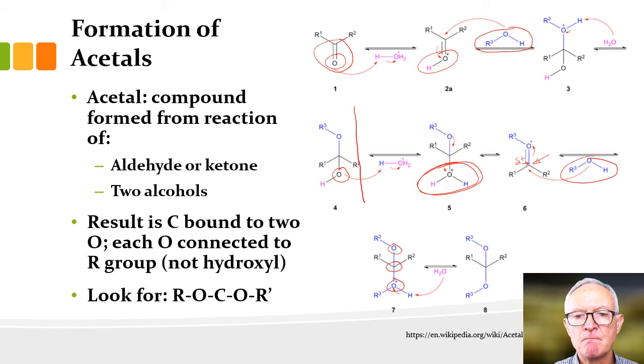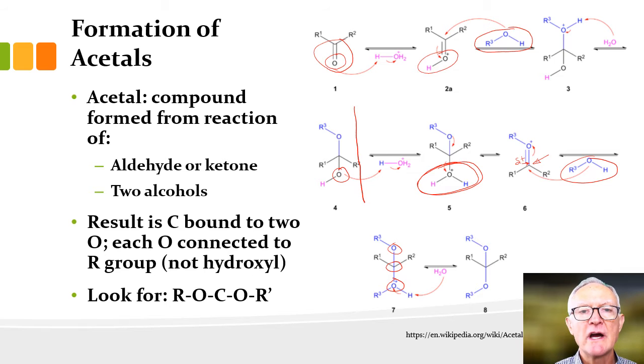Remember, in hemiacetals, we had a carbon attached to two oxygens. One of those oxygens was in a hydroxyl group. In an acetal, both of the oxygens have R groups attached, right? And those R groups came from the two alcohols that we reacted with the carbonyl. So, two alcohols, one carbonyl. The two R groups that end up on the acetal come from the two alcohols.